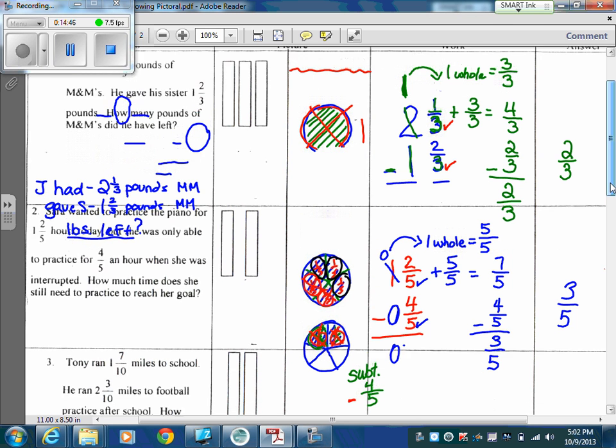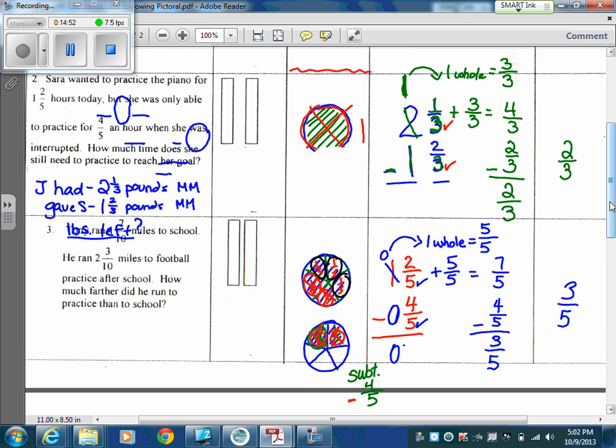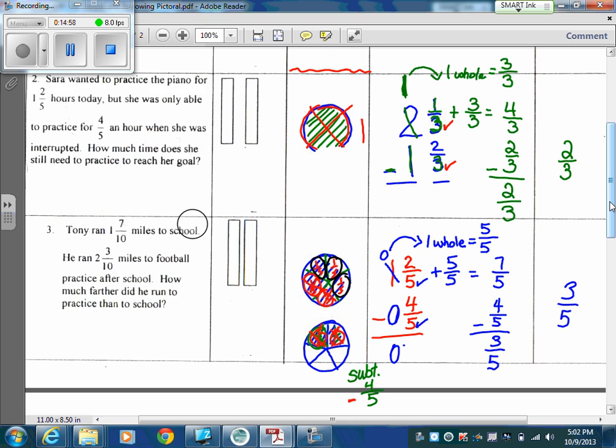Okay, so let's try one on your own. Pause the video, see how far you can get, see if you can get the whole thing done, and then come back and check with me.